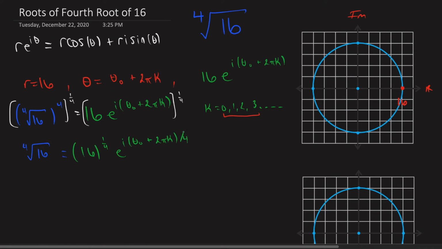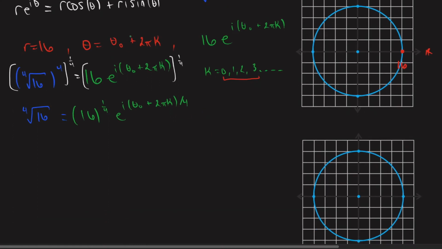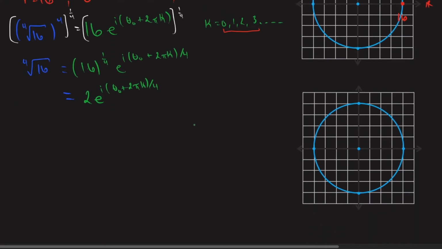So again, we're going to simplify this one more time, and we're going to get that this becomes 2 e to the i, again, theta naught plus 2 pi k divided by 4. And we see our different values are not coming from the r, but coming from this changing of the theta by k amounts, because this is a constant times some integer that's changing. So that's where we get our different values from, and let's solve for that. So we should get 4 values.